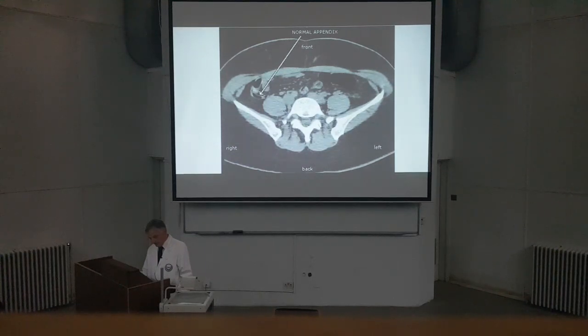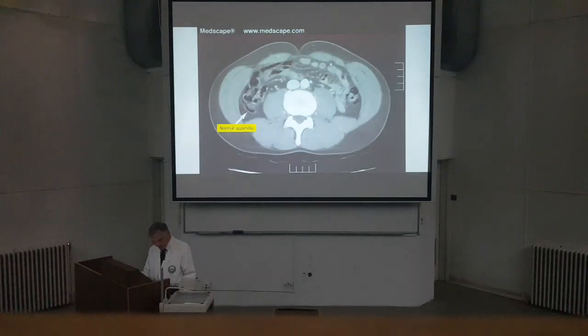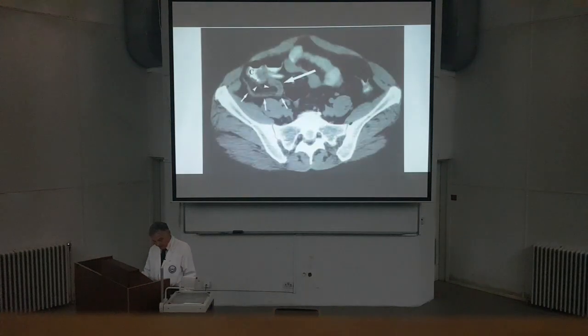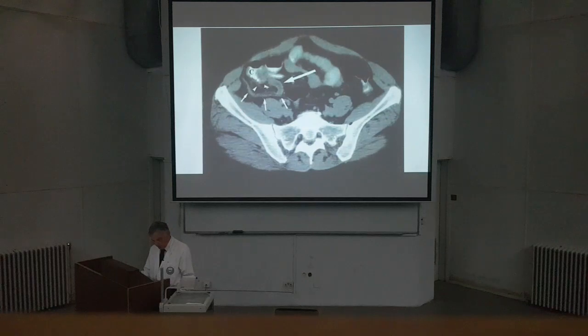This is a CT scan showing a normal appendix. Look at the wall, it's thin, and there's air in it, and everything looks nice. Again, normal appendix, normal appendix. Here things are not all right. The wall is thick, not like this one here. The wall is thick.